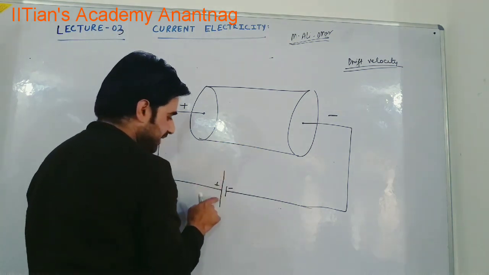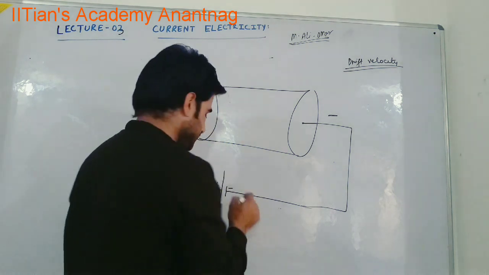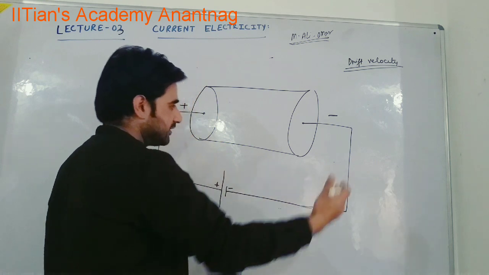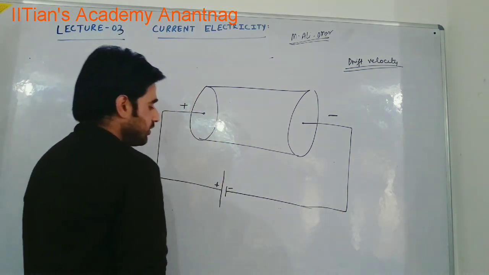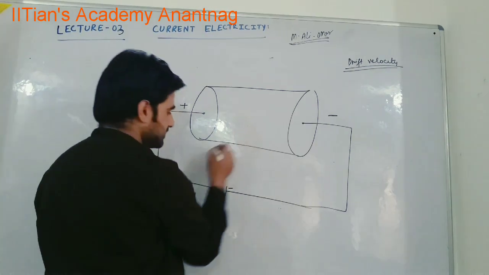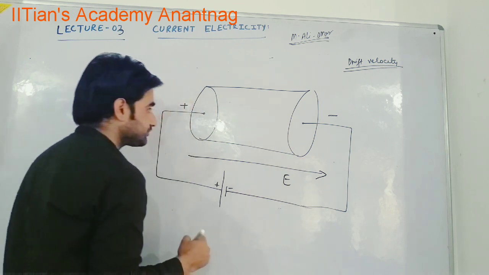Now, the battery is a source of energy. It is not a source of electrons, remember. It will be helping electrons to move. It is not giving electrons. Now, the direction of electric field is from positive to negative. This is positive and this is negative, so this will be the direction of the electric field, the external electric field.